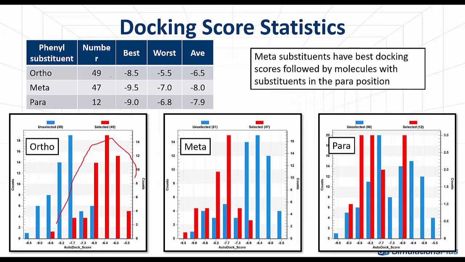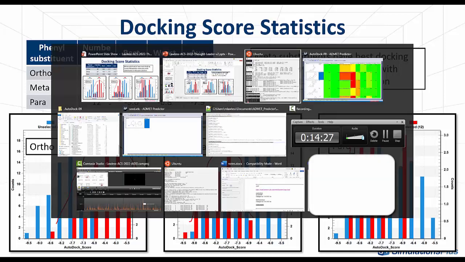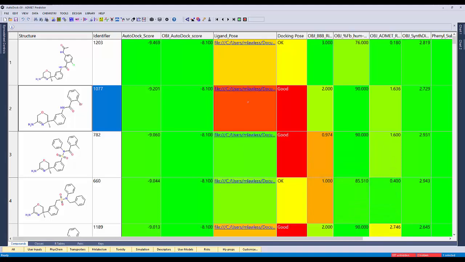And you also see that in the table where the average is minus 6.5. If we look at the meta position, the average score is minus 8.0, and you can see that that distribution of scores is much higher than the average one here. Then similarly, the para was pretty high too, with an average of negative 7.9, but there were only 12 compounds in there. So based on the best and the average, you can definitely say that the meta position is where you want these molecules substituted. That would be the first round of AIDD.